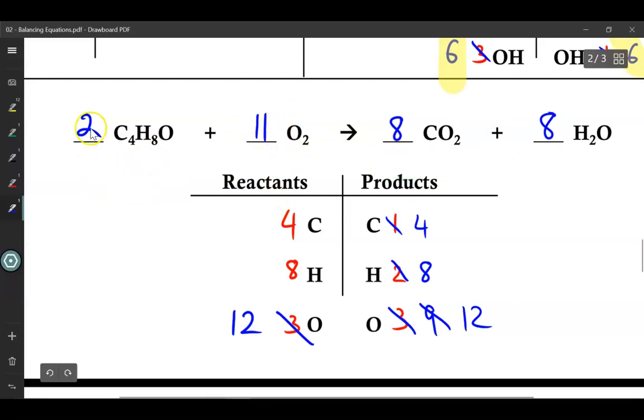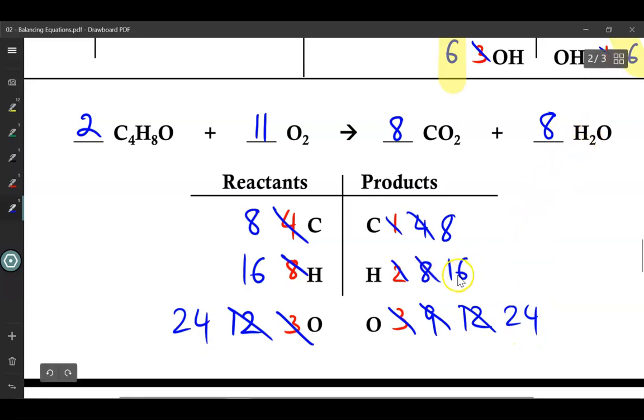Let's recalculate now. 2 times 4, 8 carbons, 16 hydrogens, then 2 times 11 is 22, plus the 2 oxygens from here means 24 oxygens. Over here we have now 8 carbons, 16 oxygens from here, and 8 oxygens from here. 16 plus 8 equals to 24, and now I have 8 times 2, which is 16 hydrogens. Lo and behold, everything is balanced.